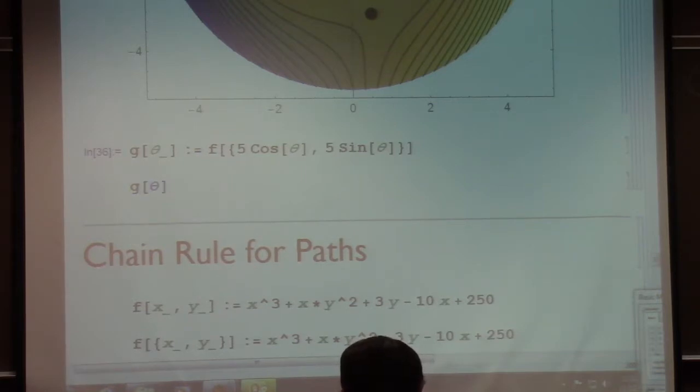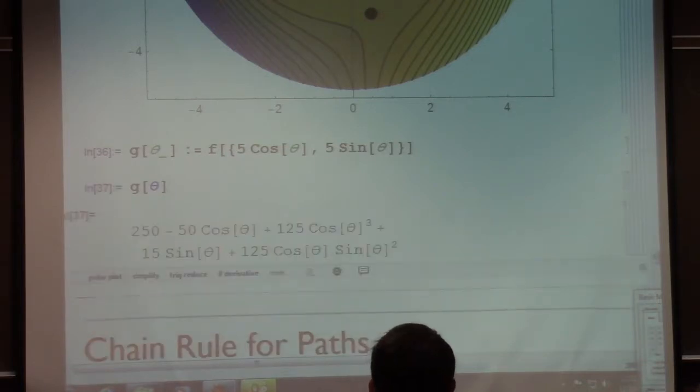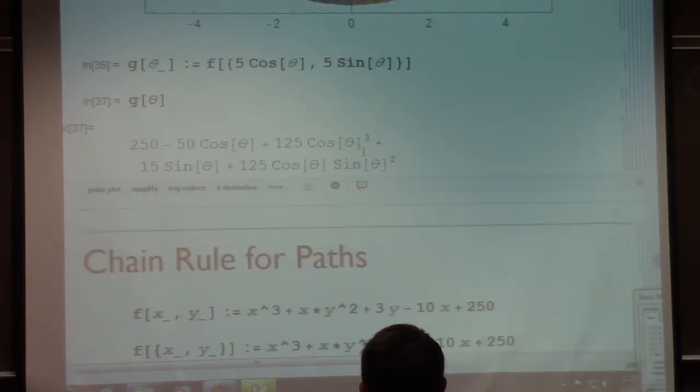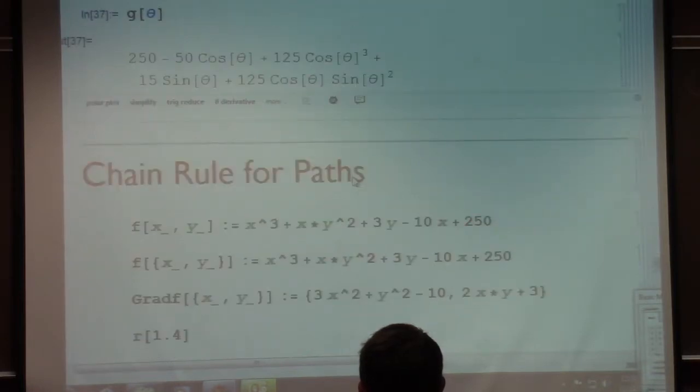Since f involved powers of x and y, g is going to involve powers of cosine and sine of this new variable theta. So its formula is fairly complicated. Do we want to differentiate this? Find the critical points? Sounds difficult. It is actually doable, though I'm not going to do it by hand.